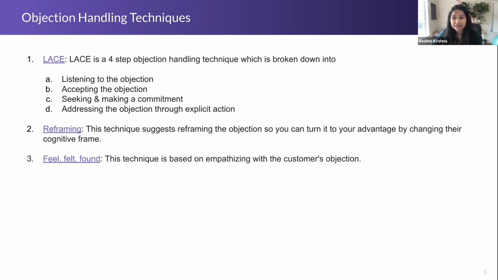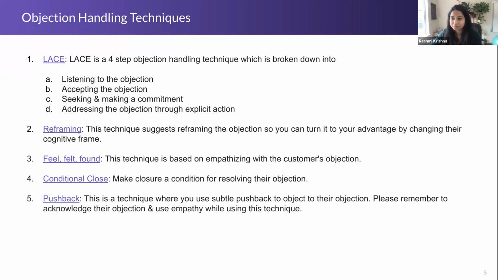The third is feel, felt, and found. And again, this is something David will cover. This is where you empathize with customers' objection and kind of handle them from there. The fourth is a conditional close that I spoke about earlier already. Essentially, you make closure of this objection a condition for resolving their objection.